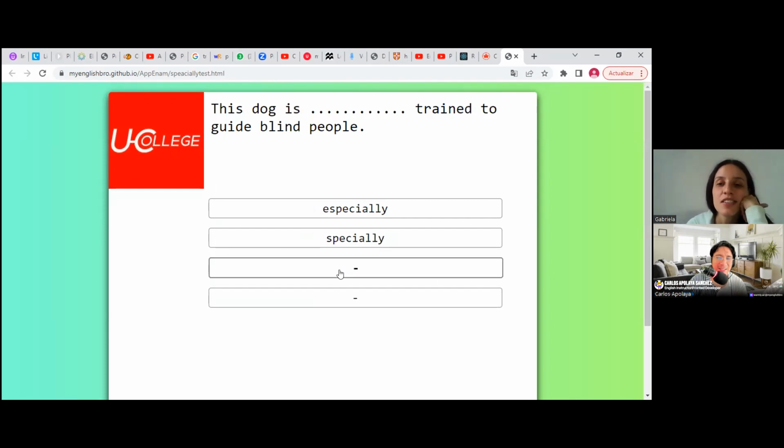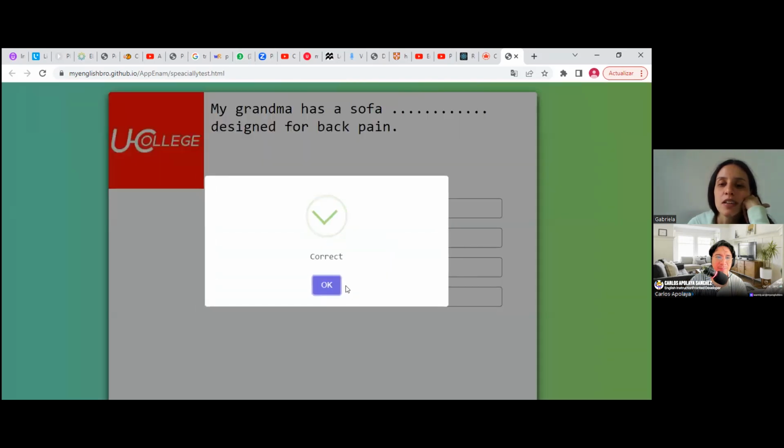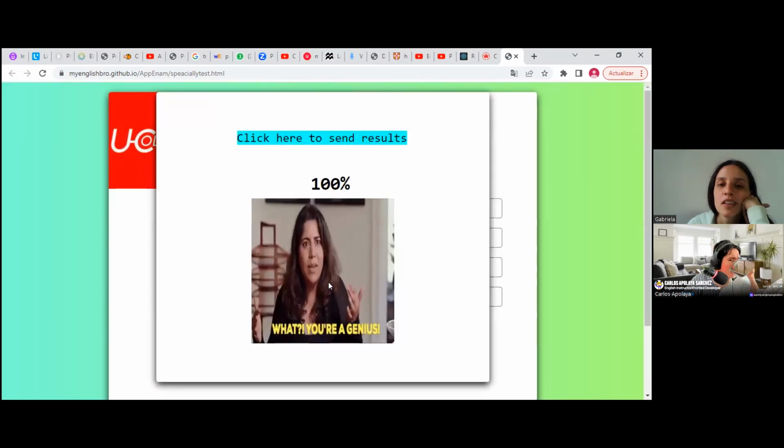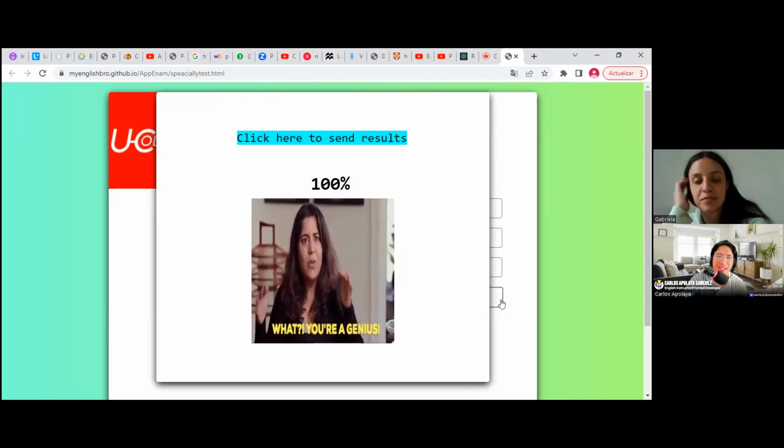This dog is trying to eat. Okay, many people especially. My grandma has a sofa beside her balcony. Especially. Oh. Yes, 100% congratulations. It wasn't difficult, right? Yes, or just a little bit. Okay, thank you so much.